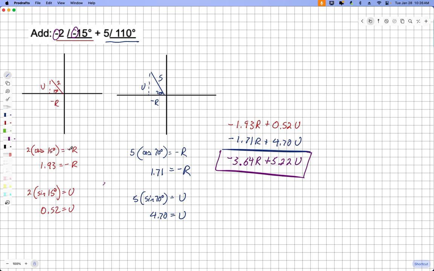Because this part is just a few buttons on the calculator. You just have to remember how your calculator works. Mine works such that you type in the degree and you hit cosine and then you multiply by 2. So you work backwards. Yours might be different. Yours might mean that you have to hit the cosine button and then the degree and then multiply by 2. It's up to you, or up to your calculator, I should say. Make sure you know how your calculator works.